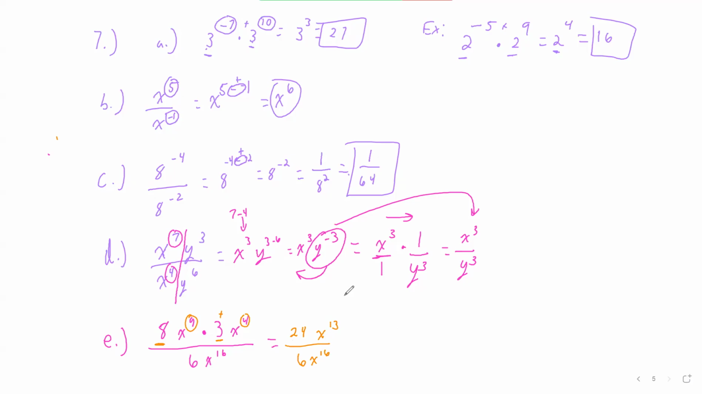Now, we're not done yet. We're definitely not done yet. Yes, you would divide the big numbers, the coefficients, 24 divided by 6. Actually divide that.